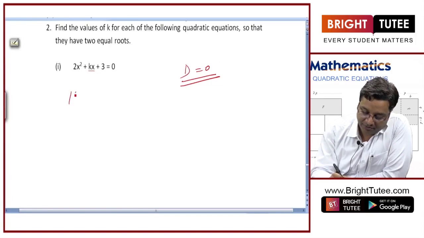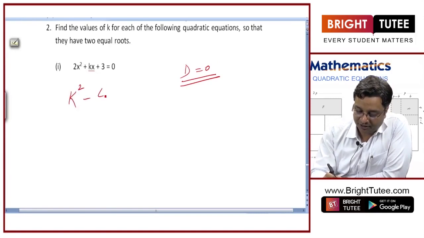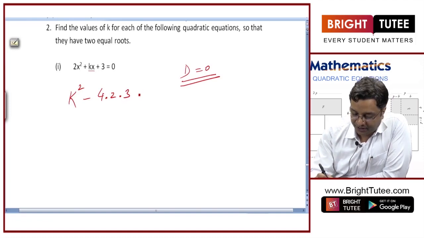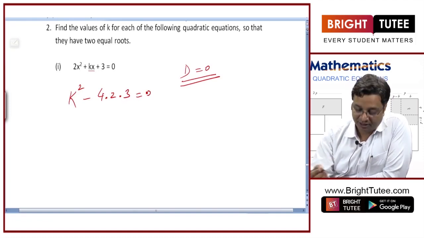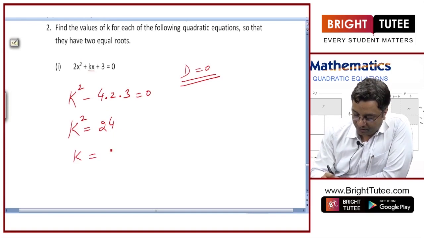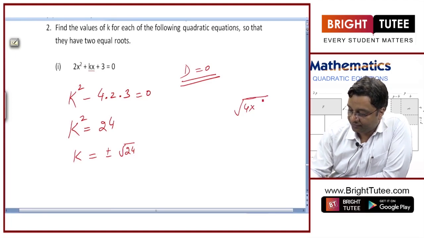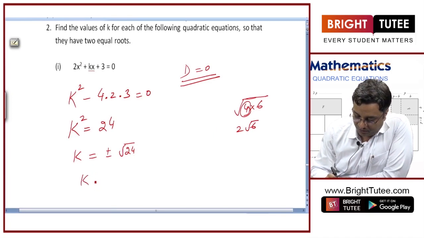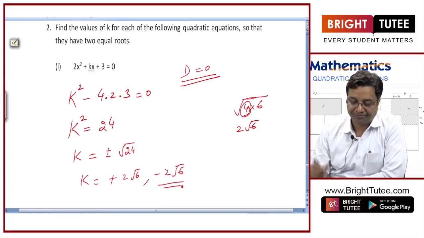So what is the discriminant here? B square minus 4ac, which is equal to k square minus 4 into 2 into 3, should be equal to 0 as per the given condition. So k square is equal to 24. So k will be equal to plus minus square root of 24, right? So 24 can be written as 4 into 6. So I can take 2 outside from here, 2 root 6. So k is equal to plus 2 root 6 or minus 2 root 6.